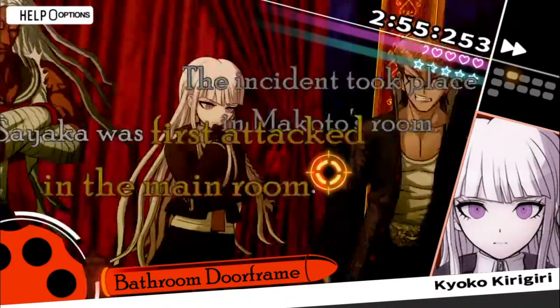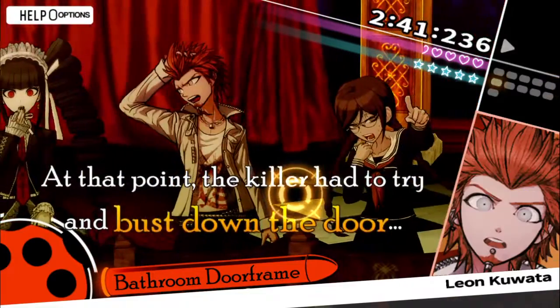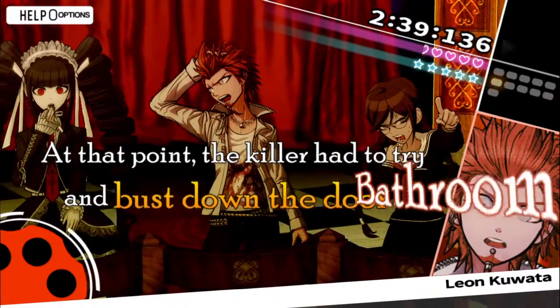The incident took place. Sayaka was first, she then fled into the... Then the killer ran out, and they got into the back. At that point, the killer had to try and bust down the door.